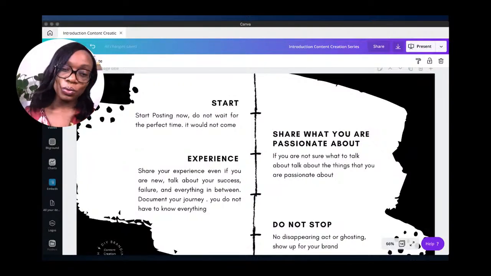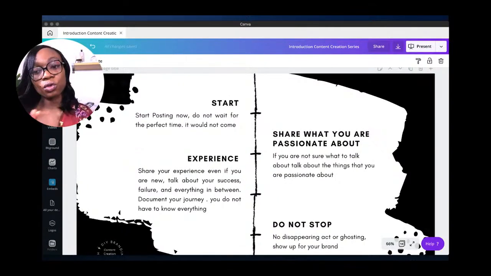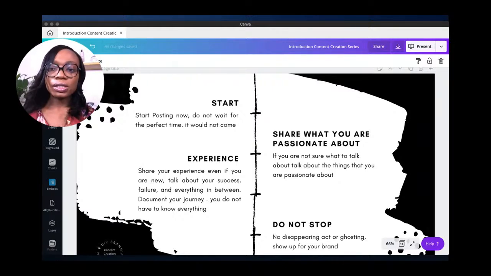For the days that you are committing to this, there is no pausing. Some days you can post once because I'm giving you a 9 grid. Some days you can post twice. Your commitment is this: there is no pausing. You're not going to stop. You're going to continue posting. No disappearing act or ghosting. Show up for your brand.